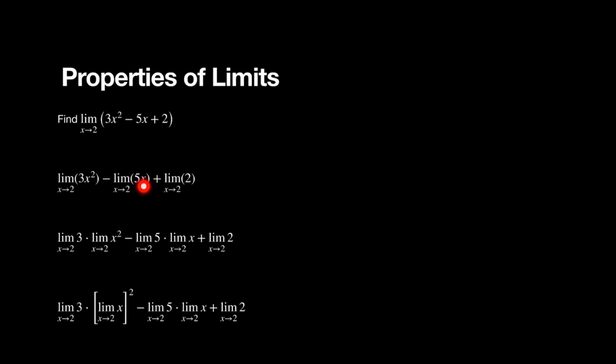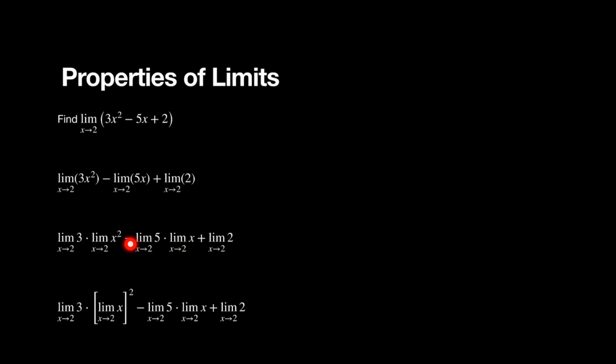Within each of these terms, there is a product, and I can find the limit of each piece in the product separately and then multiply them together. So the first term was 3x squared. To find the limit of 3x squared, we can find the limit of 3 and then multiply that by the limit of x squared. Same idea, if I want to find the limit of 5x, I can find the limit of 5 and then multiply that by the limit of x.